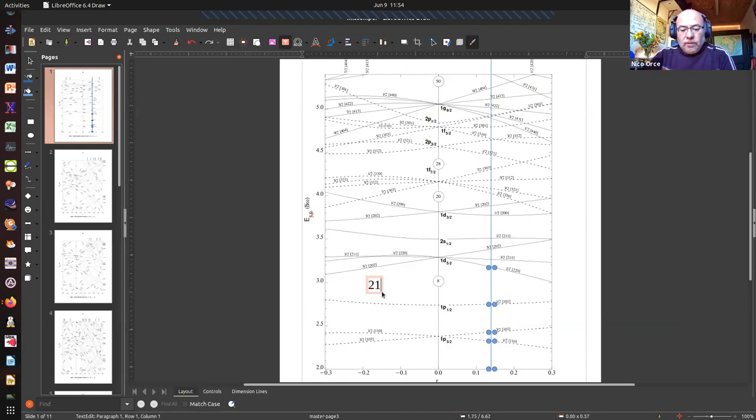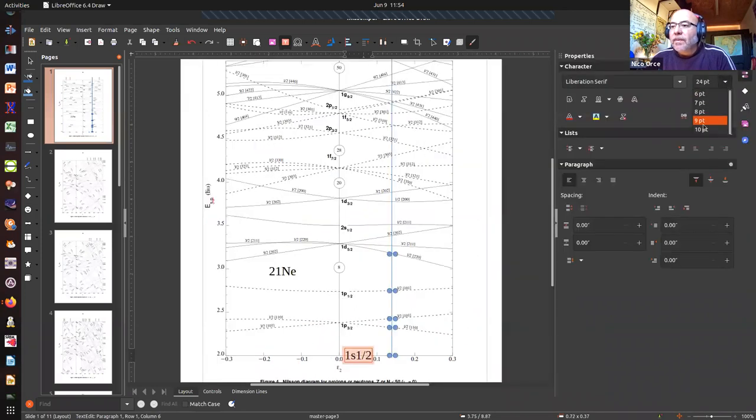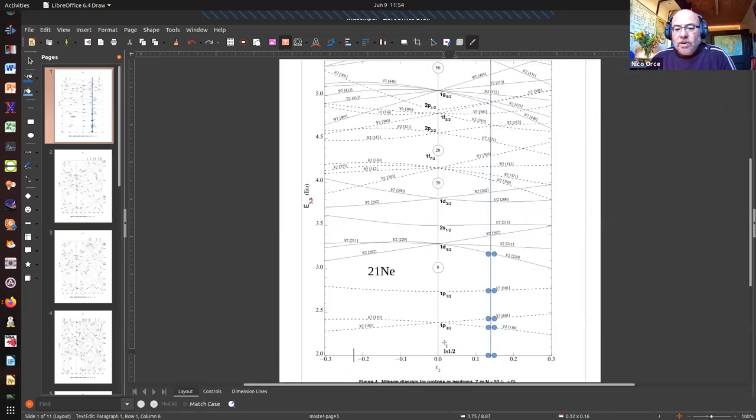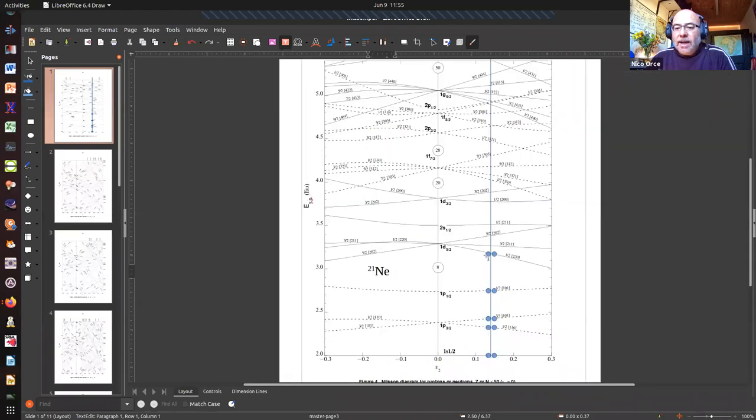Yeah. So for neon 21, we have 10 protons and 11 neutrons, right? So we are counting 1, 2. This is not given here, but this is basically the 1s 1/2, the first state. Here we go. We can make this smaller, as big as the other ones. All right. And now we see that we need an extra particle right there. So, Control C, Control V. And now our particle lies right there.